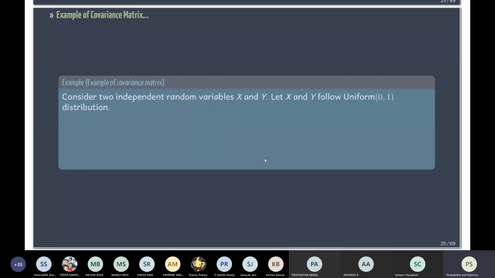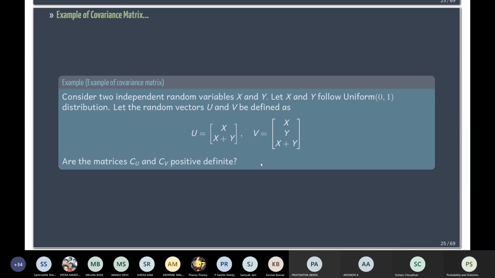Okay, so examples of covariance matrices. Consider two independent random variables X and Y, and they follow the uniform 0, 1 distribution, and let the random vectors U and V be defined as this. Then are the matrices Cu and Cv positive definite? This is something you can try to prove.